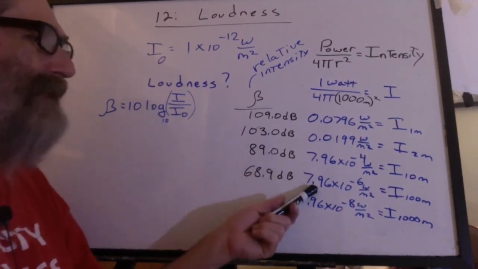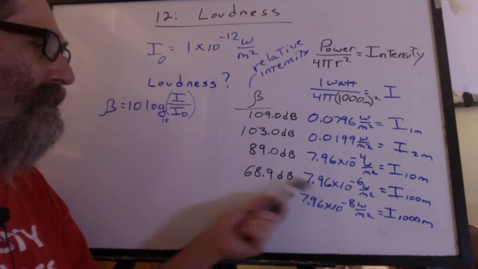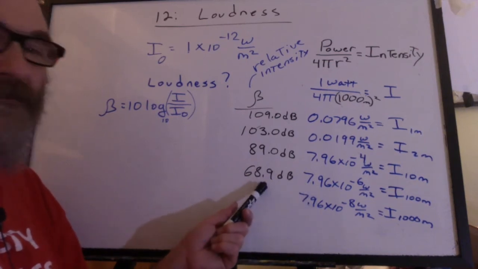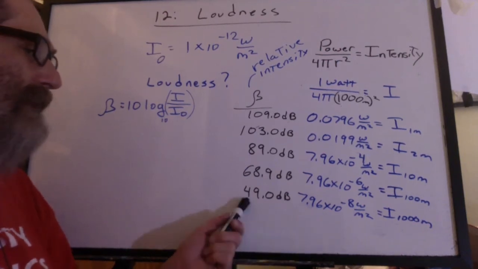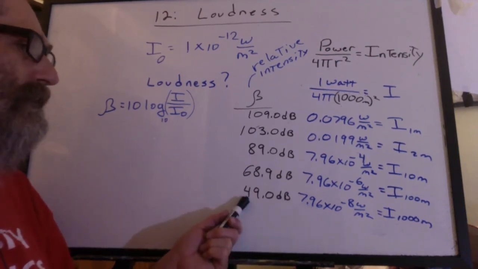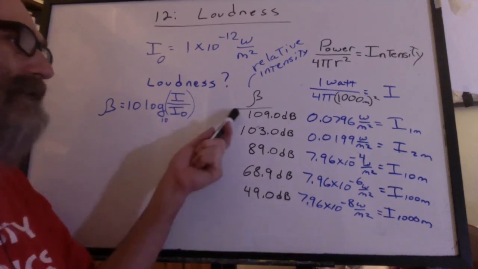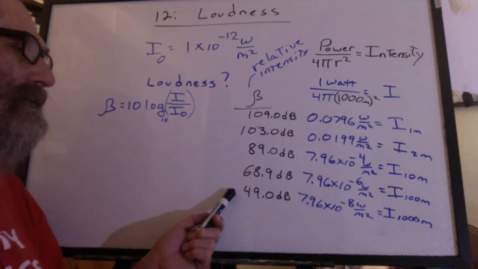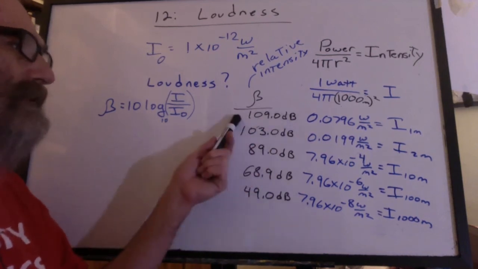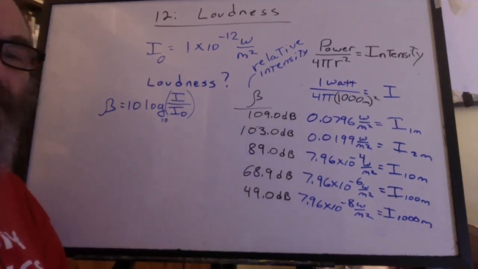Now we're at 1/10,000th the intensity, and we're down to 68.9 decibels. We now have a millionth of the intensity, and we're down to 49 decibels. So as we can see, the ear is not a linear device. This is designed this way so that we can deal with very large intensities and very small intensities.